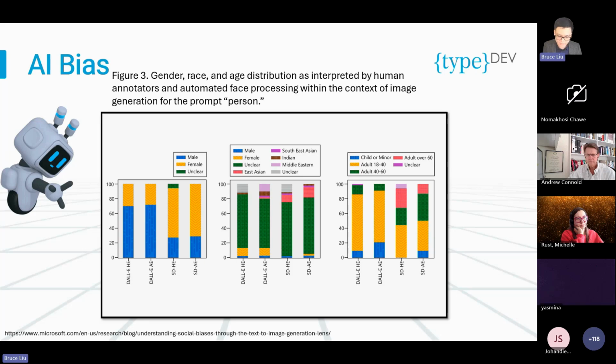So image generation has two layers of biases. One is the image generating process, the image data set, and the other one is understanding the context of your prompt. So there are two sets of biases that play a role in generating images itself.